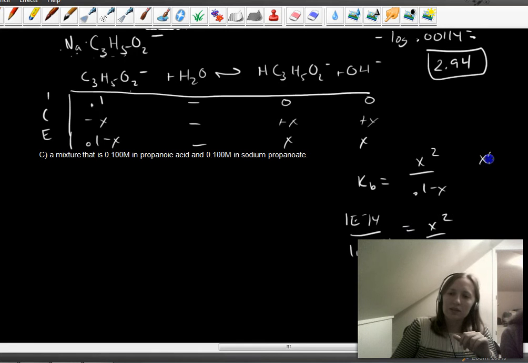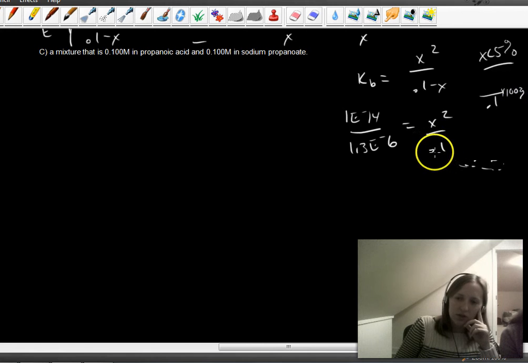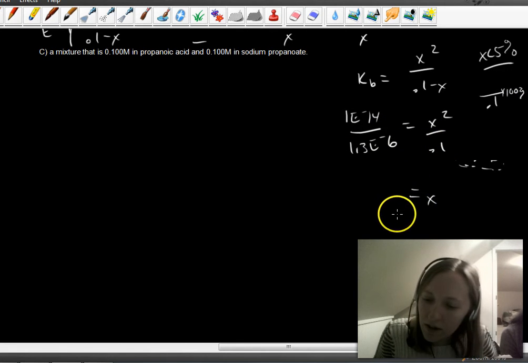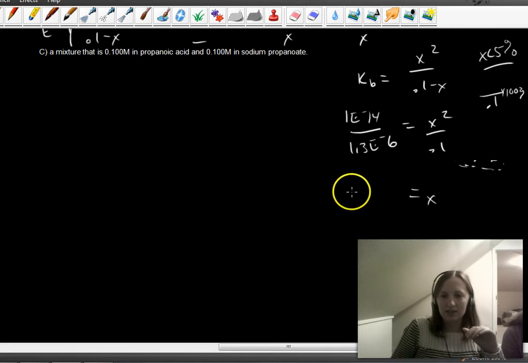We killed the x. Is x less than 5%? I should hope so. Am I going to remember to go back and do it? Only if the assistant tells me to. So you do that, you get your x. Your x is 8.77 e to the negative 6.